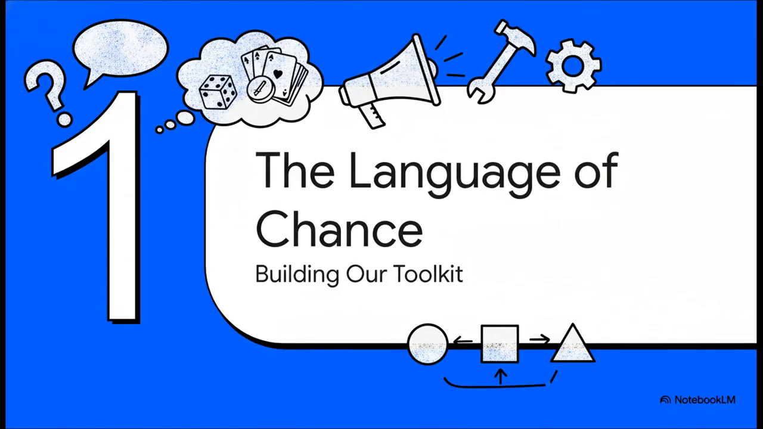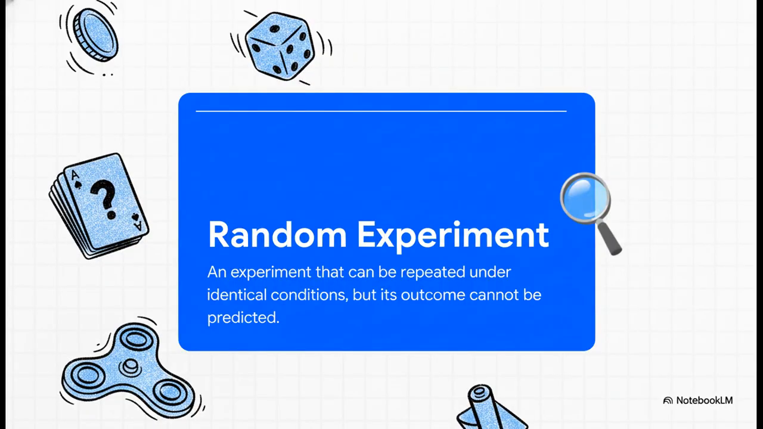All right, so to really get a handle on probability, you kind of have to learn its language first. We're going to need 3 key terms in our toolkit. Okay, first up, we've got what's called a random experiment. Now, don't let the fancy name fool you. Just think of it as the action we're performing, like flipping a coin or rolling a die.